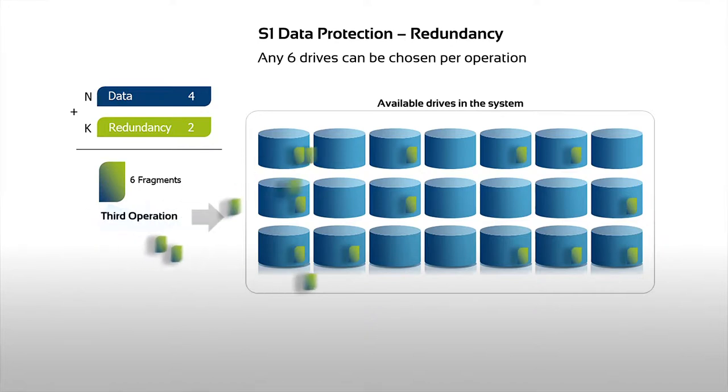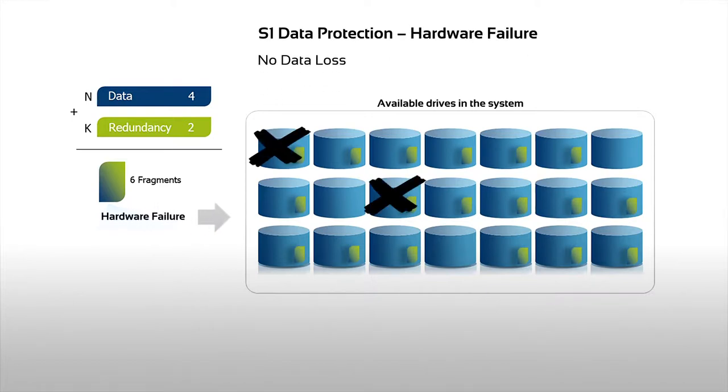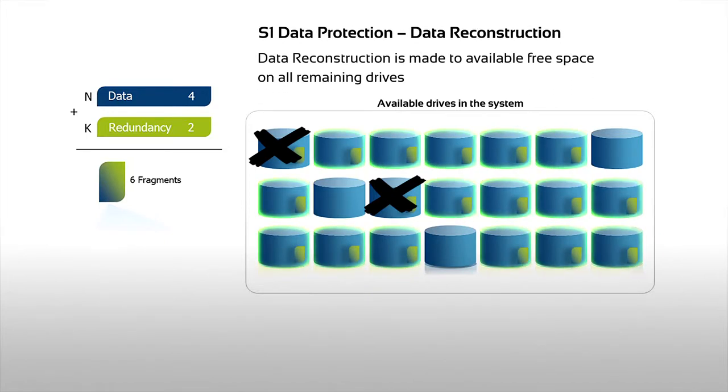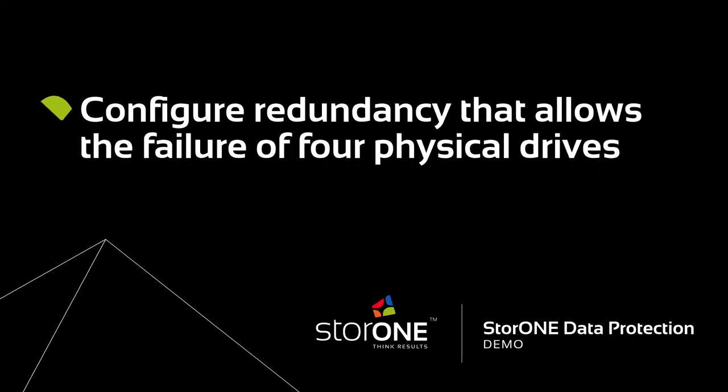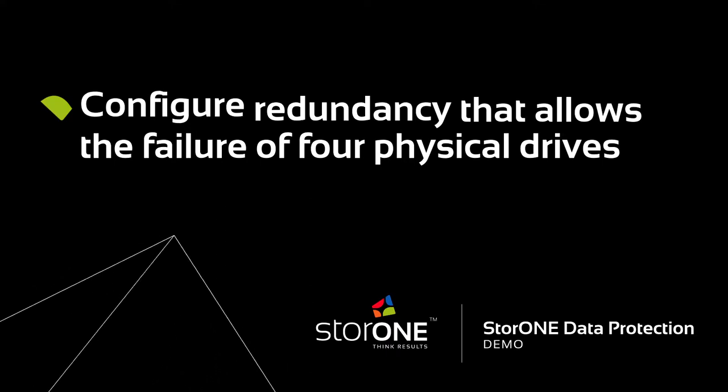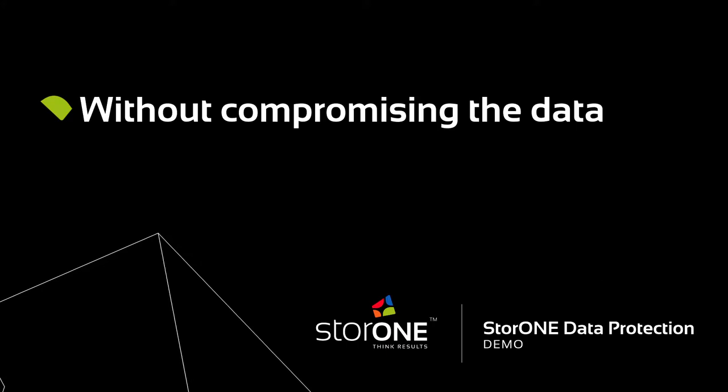In order to access the data, any N fragments are needed from the N plus K fragments. When a disk failure occurs, the data is available from all the remaining drives. StorONE reconstructs the information to the available free space on all the remaining drives. In this demo, we will configure redundancy that allows the failure of 4 physical drives without compromising the data.